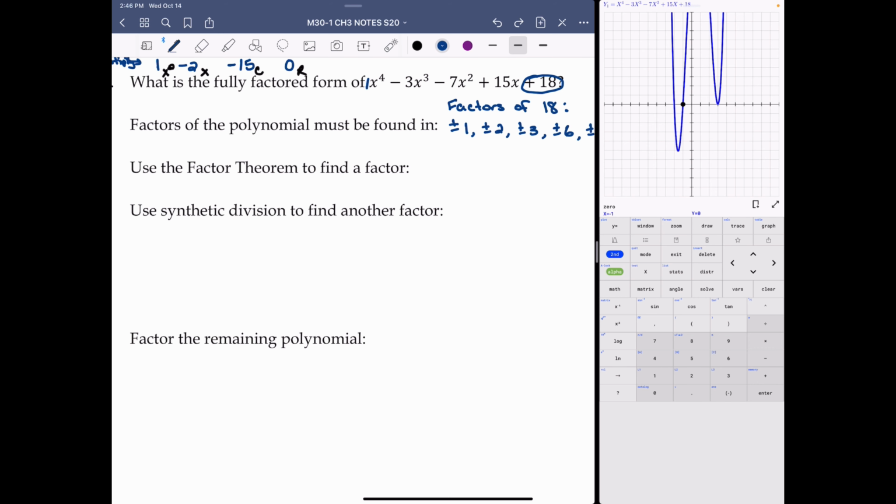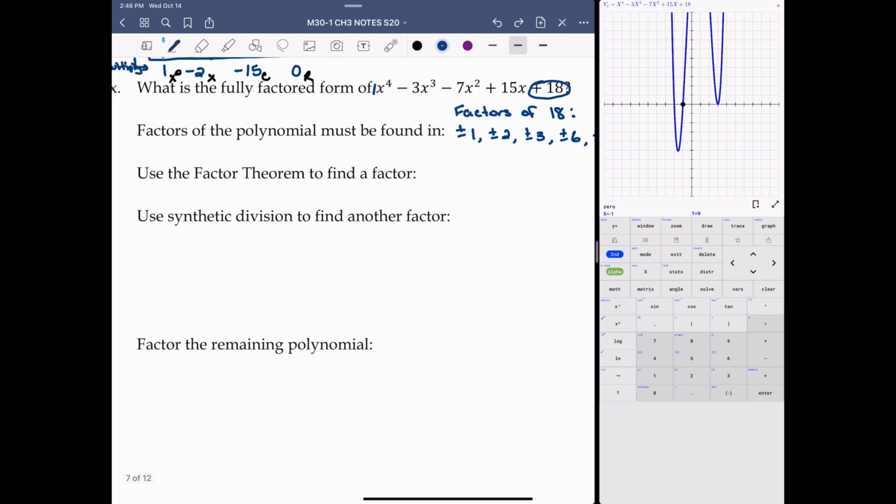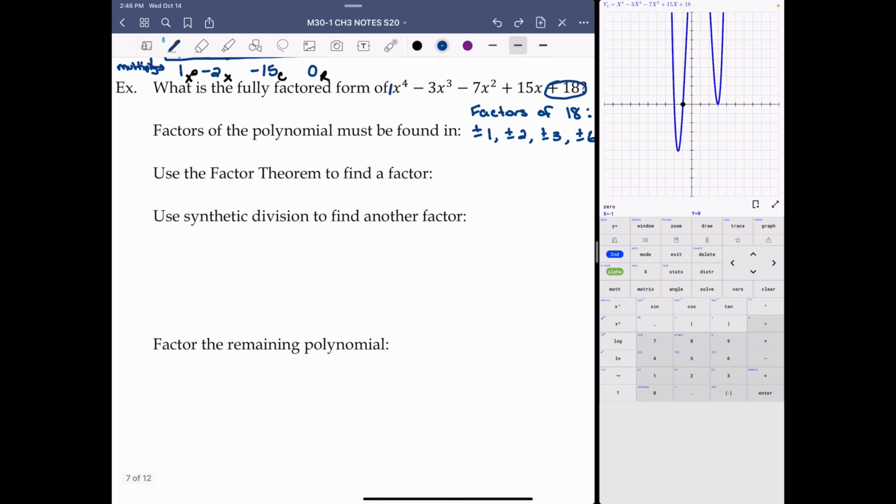And then I can pretend that I used the factor theorem by doing this. P of negative 1 equals negative 1 in brackets to the power of 4 minus 3 times negative 1 in brackets to the power of 3 minus 7 times negative 1 in brackets squared plus 15 times negative 1 plus 18, and then calculate that.